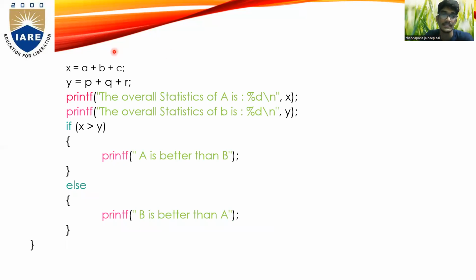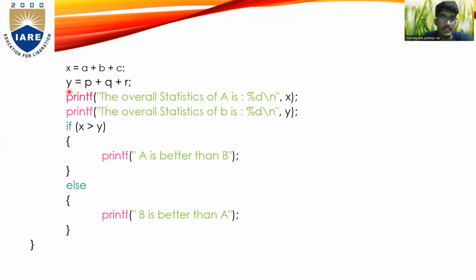So x is the statistic value of a, and y is the statistic value of b. Now we have to compare both statistic values to decide whether a is better than b or b is better than a. Now we are printing the statements by using printf function. Printf, double asterisk, the overall statistics of a is percentage d backslash n comma x.